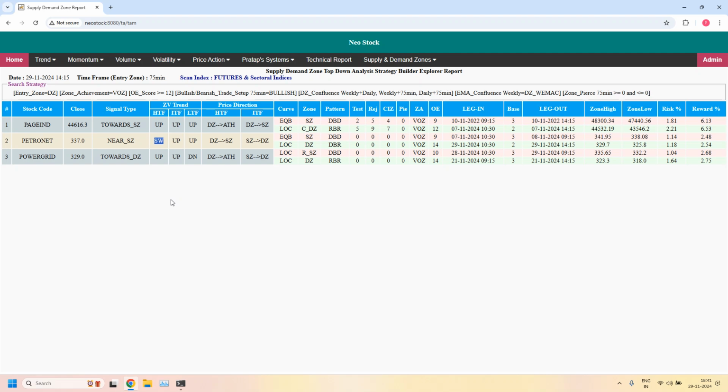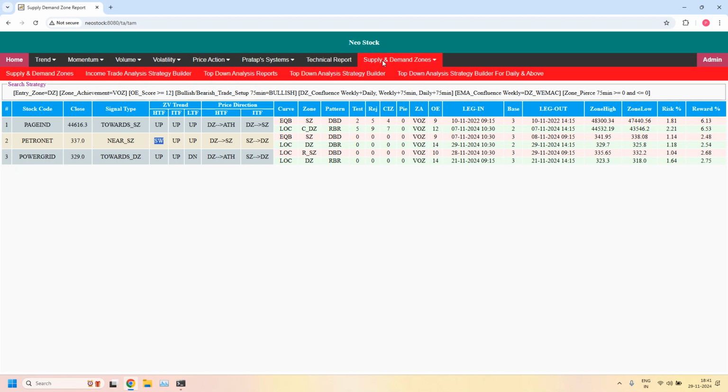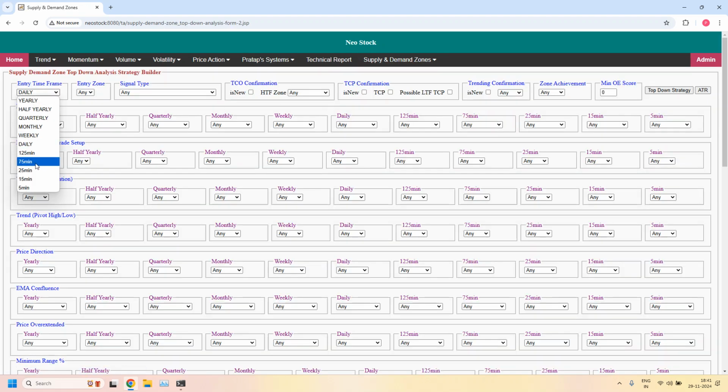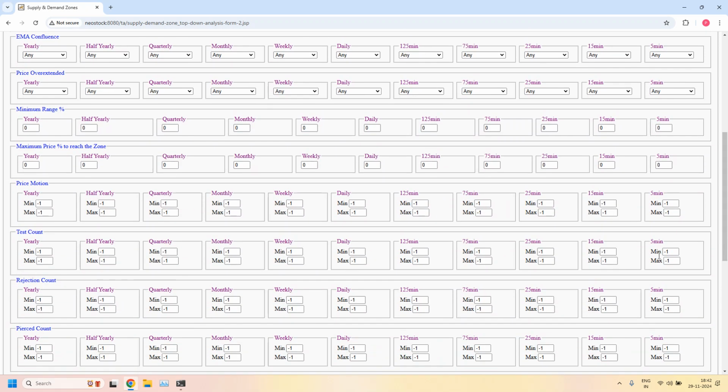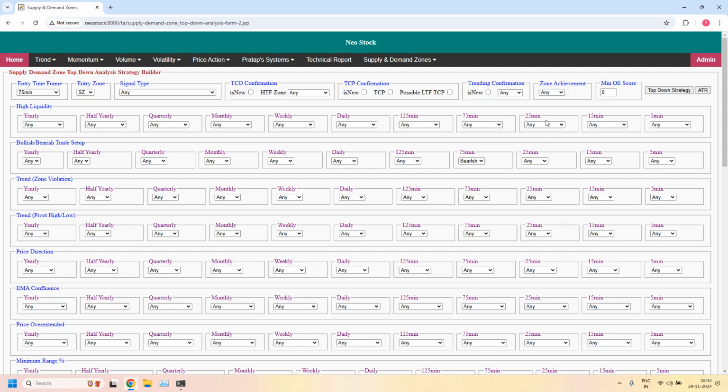Next, bearish trade setup for weekly income trade. Entry time frame is 75 minutes. Entry zone is supply zone. In bullish or bearish trade setup, at 75 minutes time frame, I am selecting bearish. These 75 minute supply zones should not be pierced. So in the pierced count at entry time frame 75 minutes, I am selecting a minimum value 0, maximum value 0. That means 75 minute supply zone is not pierced. Zone achievement violated opposing zone, minimum order enhanced score 12. All three filters are applied to 75 minute supply zone.